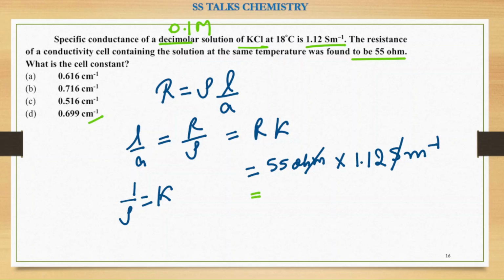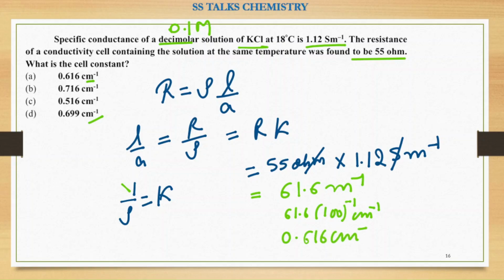That is going to be 61.6. This is in meter inverse. If you check the options, it's given to us in centimeter inverse, so you just have to convert meter into centimeter. You know 1 meter is 100 centimeters, so it is 100 raised to the power of minus 1. This will be centimeter inverse. So you have to divide it by 100, which comes out to be 0.616 centimeter inverse. That is going to be your cell constant. So the correct answer is option A in this case.